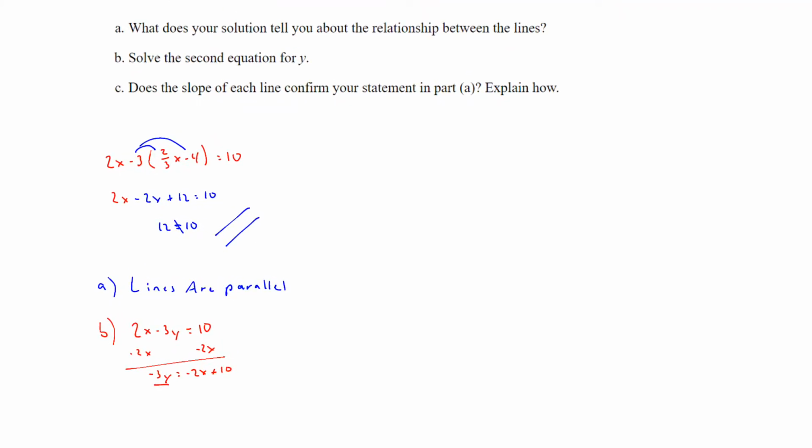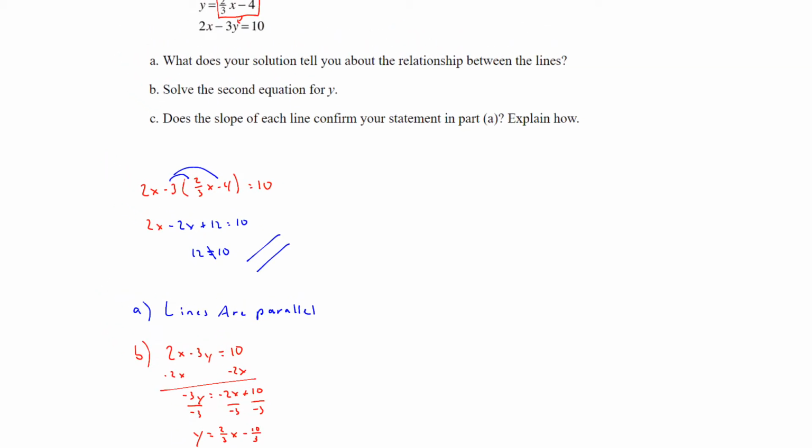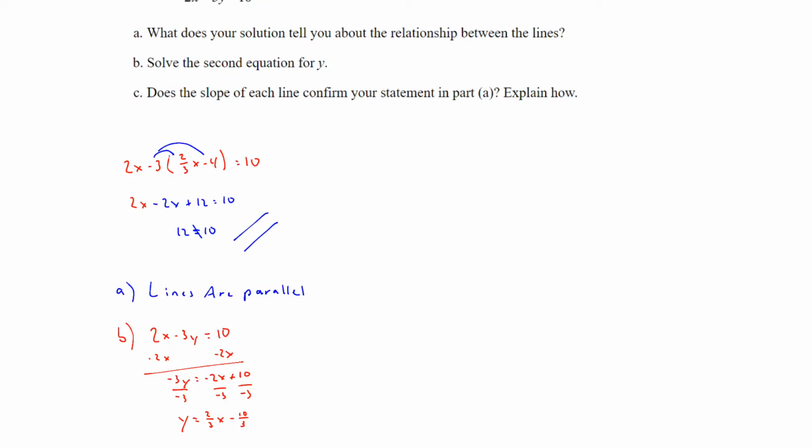And then we can divide everything by negative 3. So we get y is equal to, negative divided by a negative is a positive, 2/3 x, and then negative 10/3 at the end. So that's part B. It doesn't tell us to do anything, but then on part C, it says, does the slope of each line confirm your statement in part A?